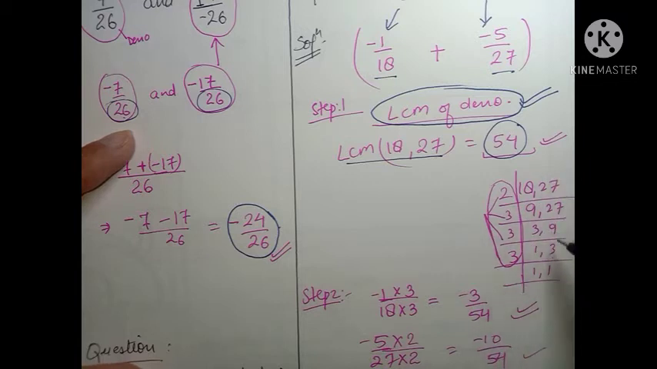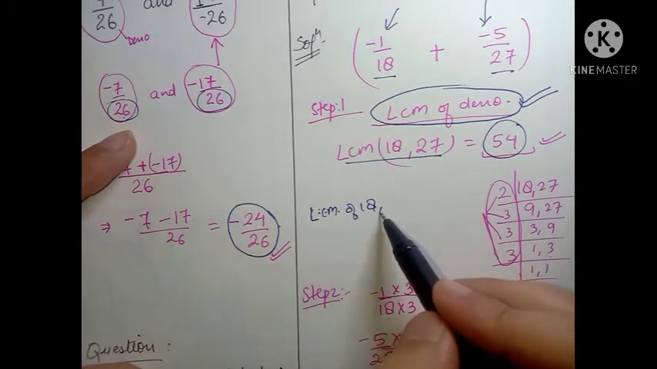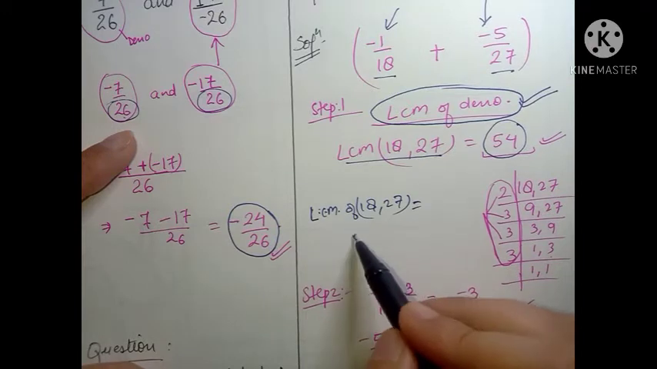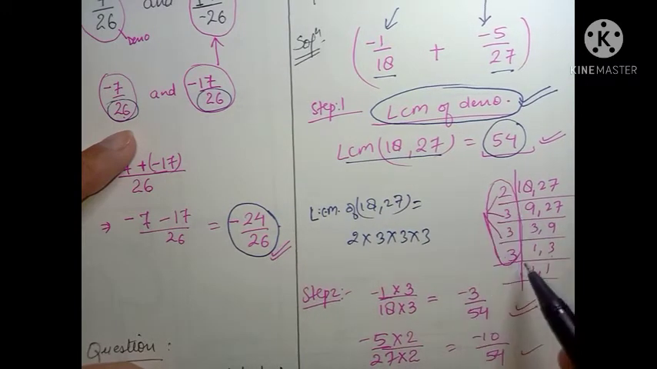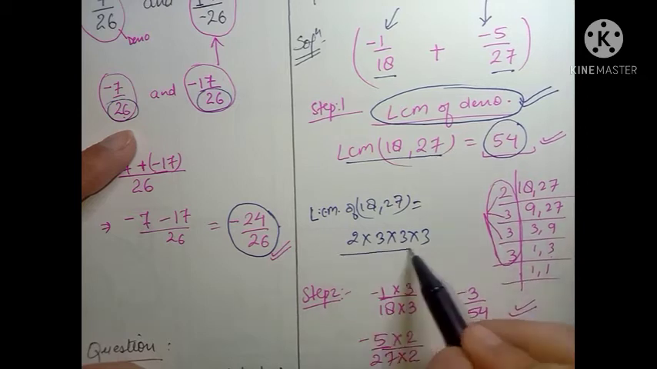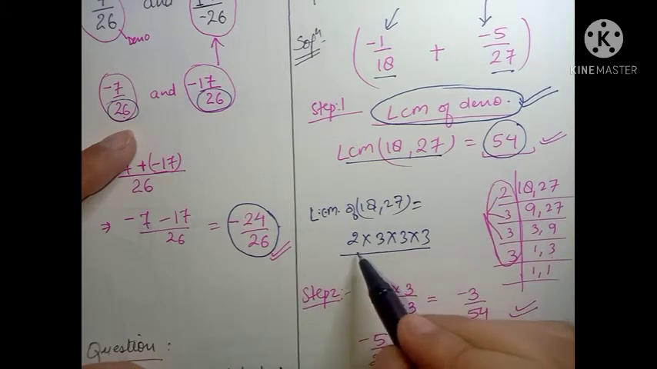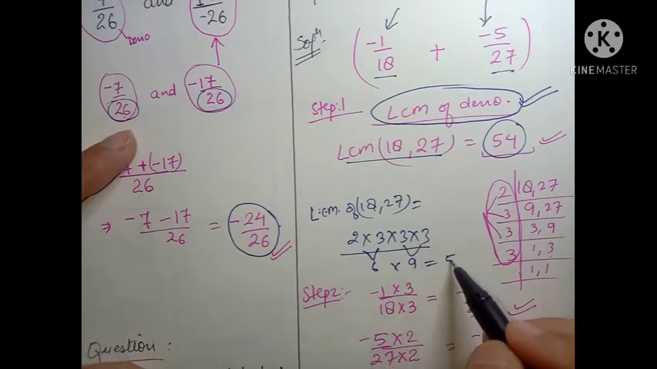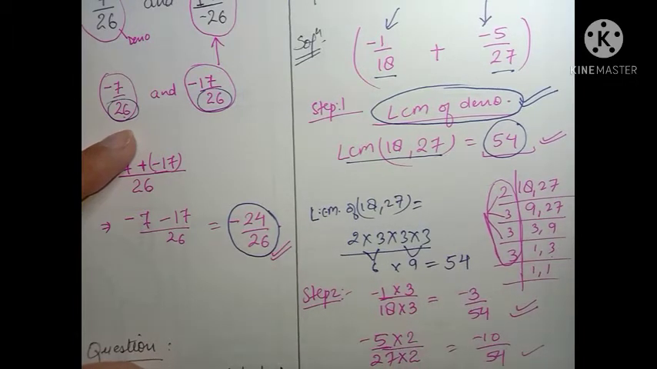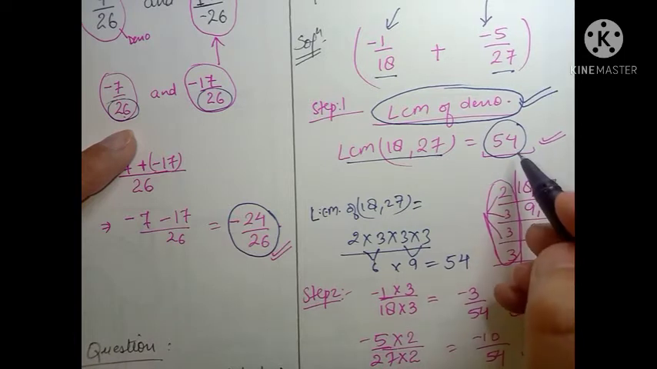After you have factorized it completely, you now have to multiply. The LCM of 18 and 27 will be 2 into 3 into 3 into 3, whatever factors came here, so we have written them here. And you know 3 2s are 6, and 3 3s are 9. So it gives you 54. Okay, that is, the LCM is 54.